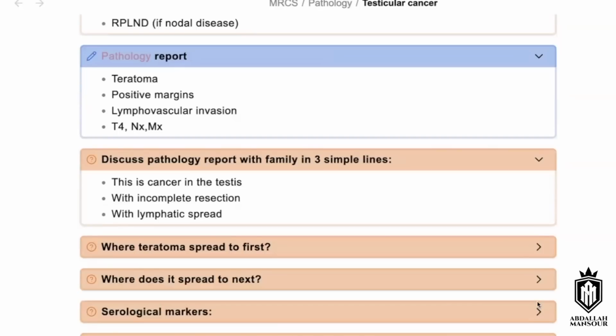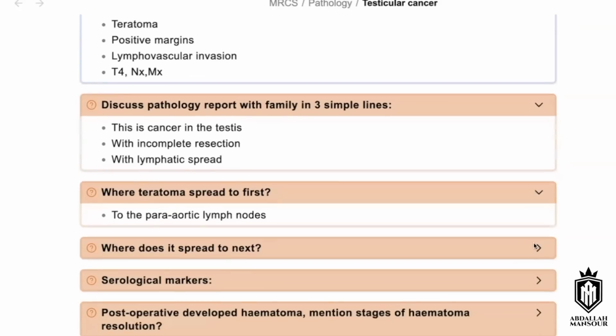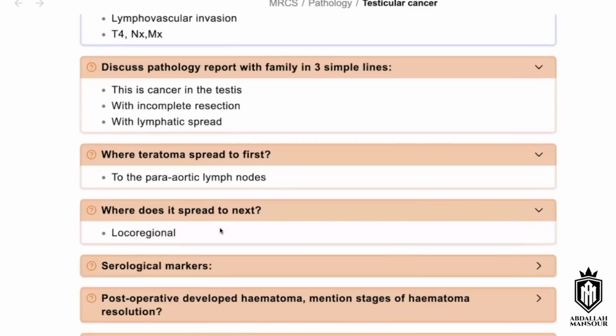First, it involves the para-aortic lymph nodes and then the lungs. Okay, so it goes to the para-aortic lymph nodes first, very usually. And where does it spread next? You said lung next, right? Lungs, yes. It can also go to the local regional area, and by that I mean the local area, the groin, basically on both sides, all right?